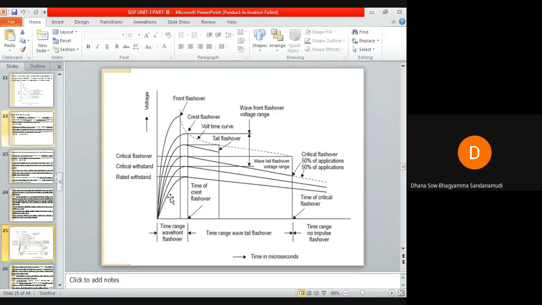Okay, and before even reaching the peak value, if insulation breakdown occurs in the front, then the voltage at that instant where insulation breakdown occurs is known as the front flashover voltage. So here, before reaching the peak value itself, flashover has occurred in the front. The voltage at this point you will call the front flashover voltage. Whenever flashover occurs on the front of the wave, the flashover point gives us a point to plot the volt-time curve.